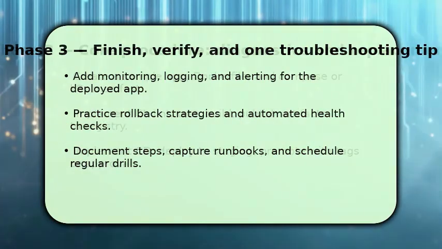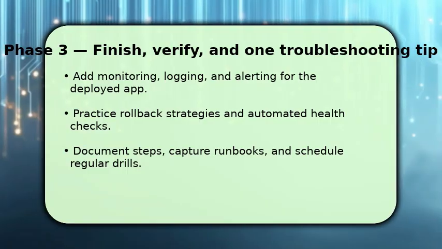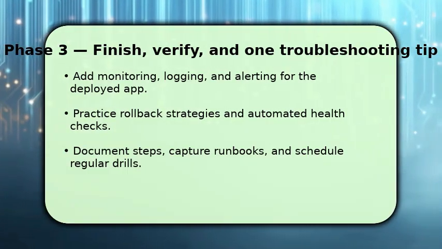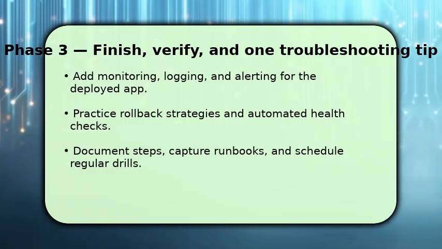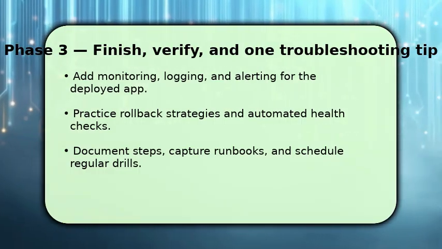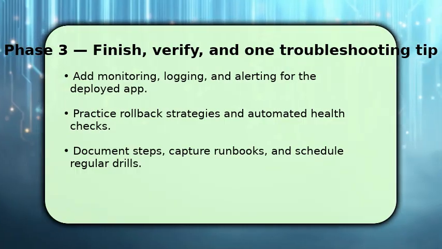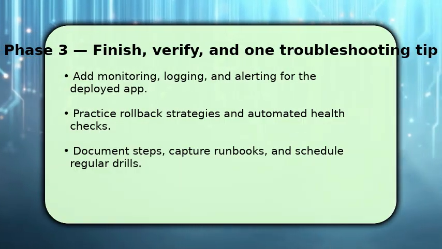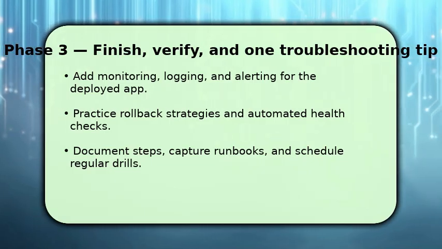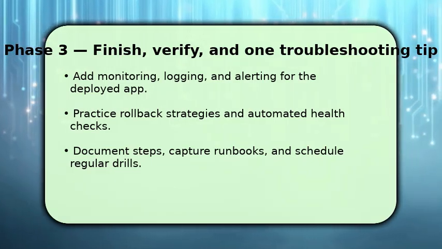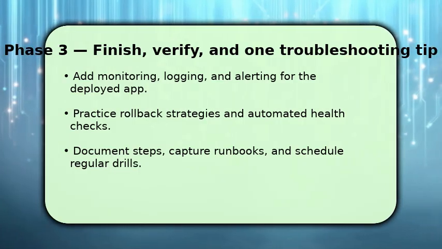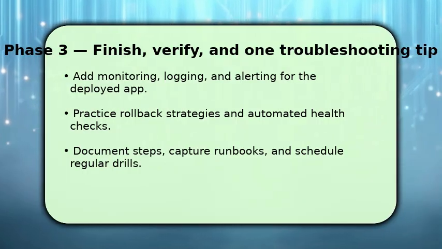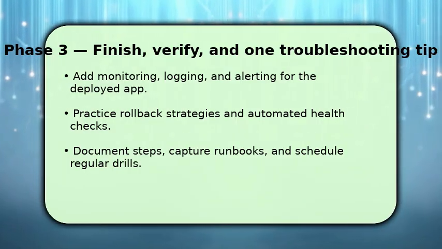To finish, harden and iterate. Add monitoring and centralized logs so you can see failures. Alerts should be actionable. You must practice rollbacks and automated health checks. Rehearsing restores confidence and prevents chaos. Once stable, document runbooks and automation steps so teammates replicate your work. If something breaks, first check logs and recent commits, then run the pipeline locally to isolate the error. This focused closeout turns a prototype into real-world experience you can show employers.